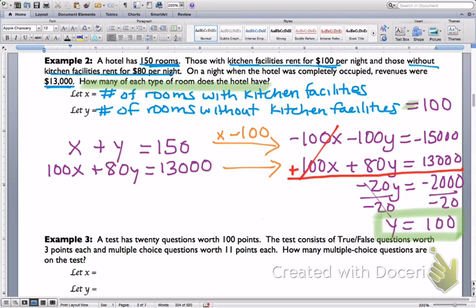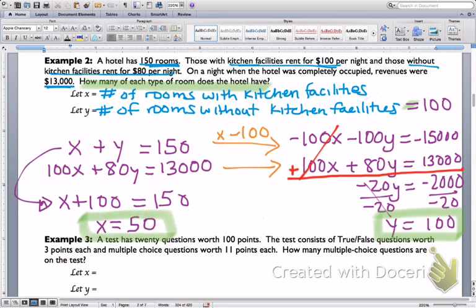Now we're going to plug the Y back into the first equation. So I'm going to use the first equation to figure out X. So X plus 100 equals 150. You can probably figure out this one in your head. What number plus 100 is 150? So X is equal to 50, or subtract 100 on both sides. So we know that there are 50 rooms that have kitchen facilities in this hotel because there are a total of 150 rooms in the hotel.